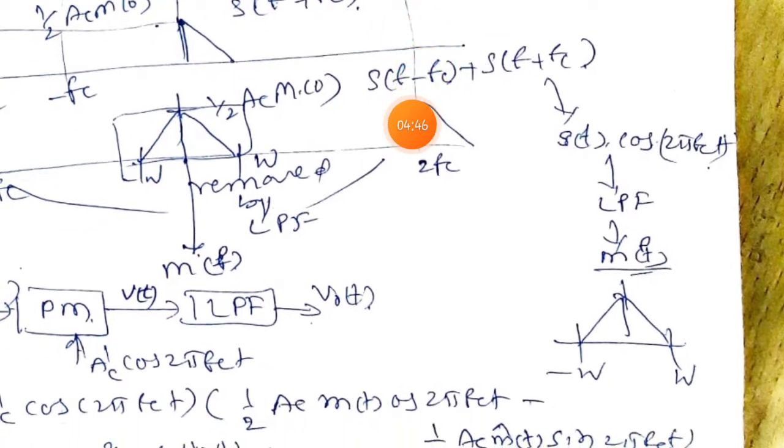Now look, what is happening here? S(f minus fc) plus S(f plus fc) is nothing but the Fourier transform of s(t) into cos 2 pi fct. After passing through the LPF, we obtain the message signal, with maximum limits minus W and plus W. So to obtain the message signal from s(t), we have to multiply s(t) with cos 2 pi fct and then pass it through the LPF.